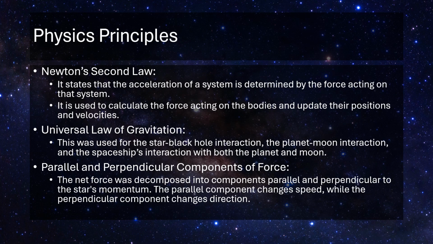The physics principles used in this lab were Newton's second law, F equals ma, and we used this to calculate the force acting on the bodies and update their positions and velocities. We also used the universal law of gravitation, which was used for the star and the black hole interaction, the planet and the moon interaction, and the spaceship's interaction with both the planet and the moon. And we also used the formulas for parallel and perpendicular components of force. So we decomposed the force into its parallel and perpendicular components.